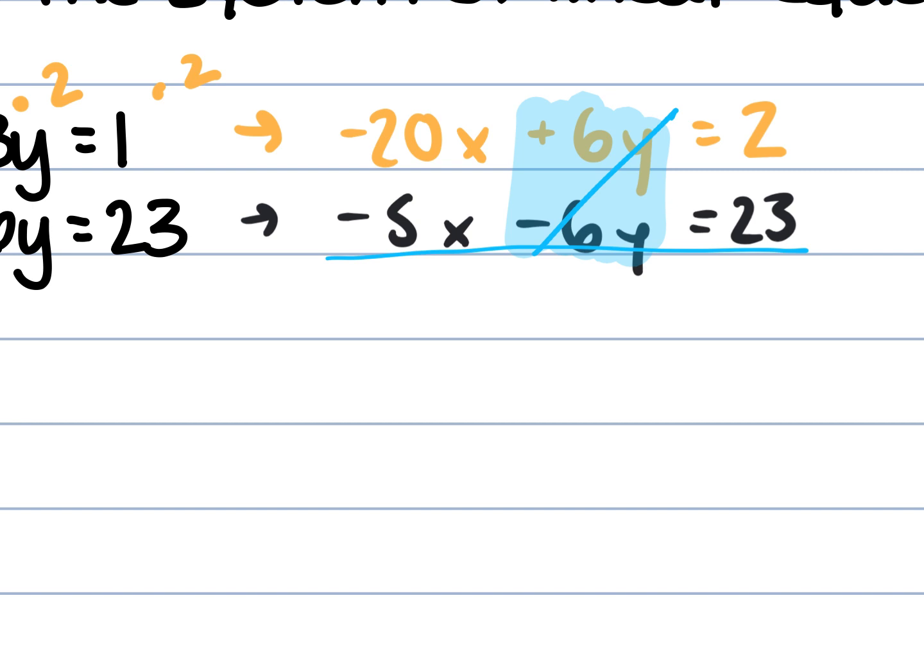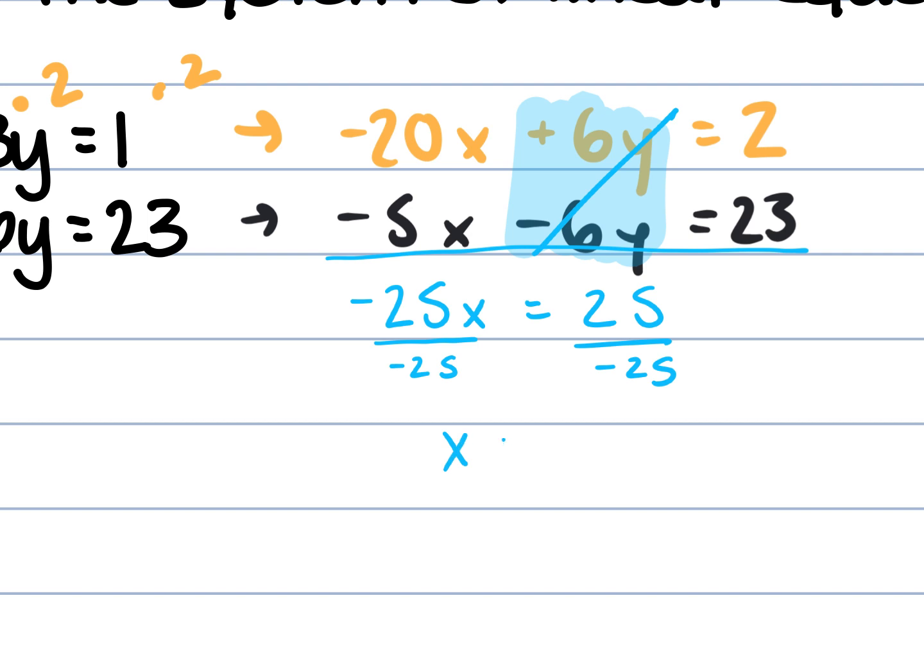So now that we have the same number but opposites, we can go ahead and combine our like terms. What's negative 20x minus 5x? Negative 25. Negative 25x. Perfect. And what is 2 plus 23? 25. 25. What would I need to do next to solve for x? Divide by negative 25. Divide by negative 25.